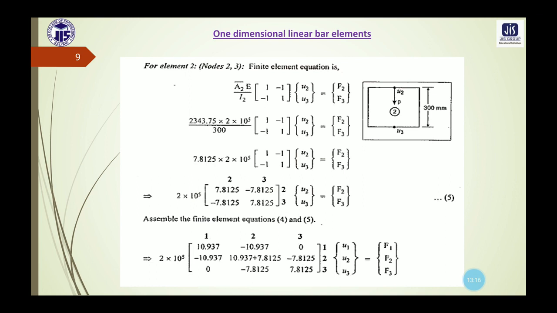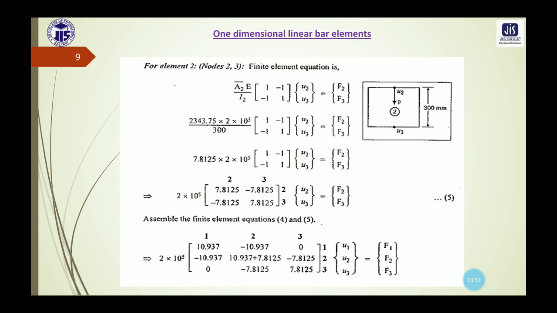Next for element 2, we need to apply this similar method of the finite element equation. In the diagram you can see that corresponding to this element 2 we have two different nodal displacements, which are U2 and U3. So in this formula we will write A2 bar E by L2 multiplied by the symmetric matrix multiplied by the column matrix of U2 U3. This is equals to a force vector of F2 F3.